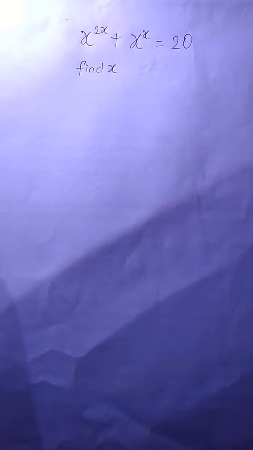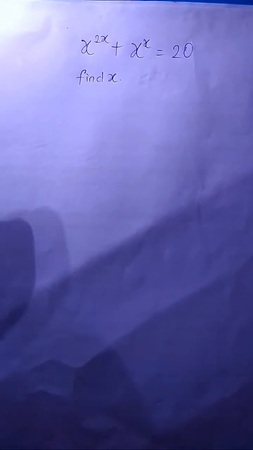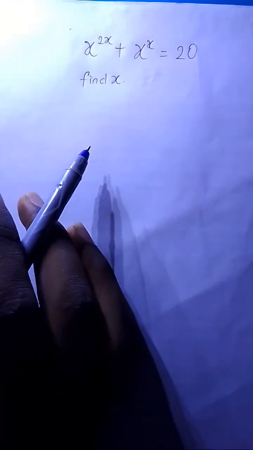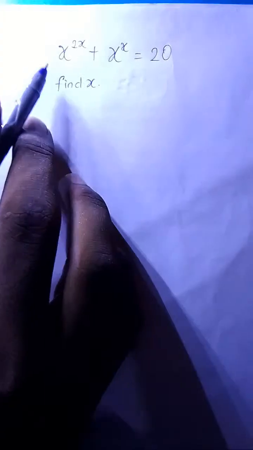Today we want to have this question here, where we are to find x in this question, x raised to the power of 2x plus x raised to the power of x equals 20. Now, what's the first thing we're going to do if we have this question?